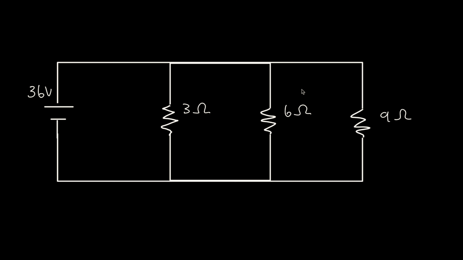Alright, so what if we have our resistors in parallel? Well, how are we going to find our total amount of current? Now, this is a little bit different from our series circuit, where the amount of current that was flowing through each of those resistors was the same. Now, in our parallel circuit, the amount of current that is flowing through each of our resistors is going to be a little bit different. And here's how we're going to show that.